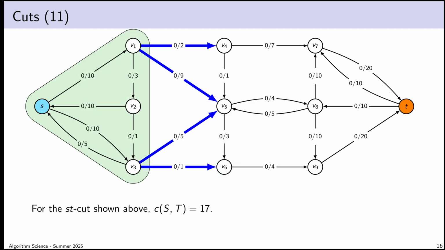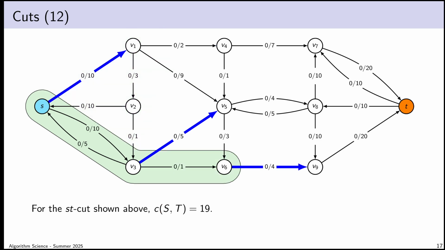Here is a cut with total capacity 17. This one's sort of neat because you'll notice that every single edge between S and T does point from S into T. There are no edges pointing backwards. That's mostly just a coincidence, though. The total capacity here is 17. And then this cut here has total capacity 19.